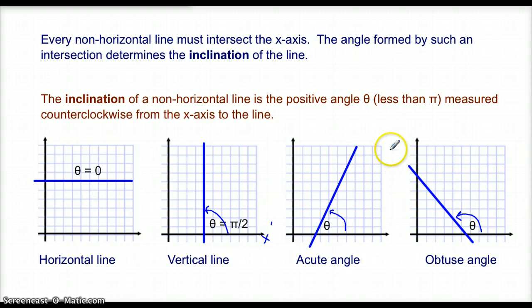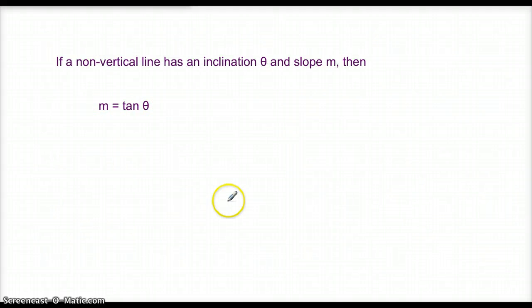So the angle of inclination, therefore, is a positive angle. We're calling it theta here, and it's going to be between 0, which would be a horizontal line, and pi, or 180 degrees. So a non-vertical line has an inclination of theta and the slope of m. Therefore m is equal to the tangent of that angle of inclination.